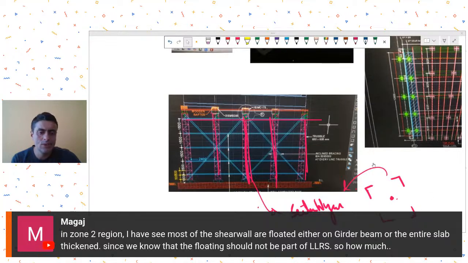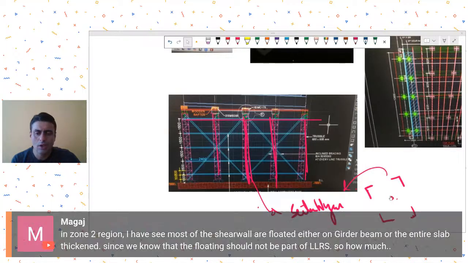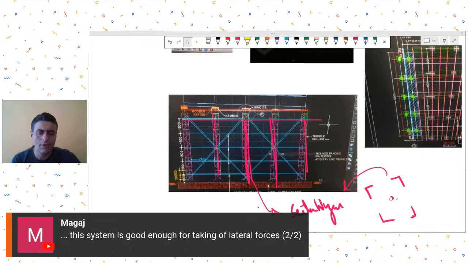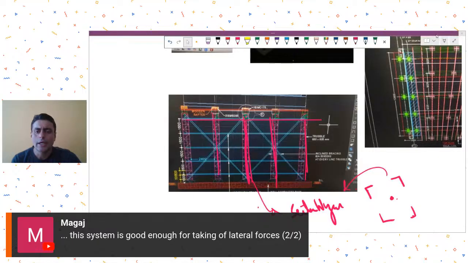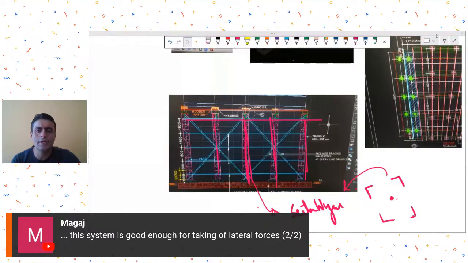Then Mr. Magaj is asking, in the zone 2 region I have seen most shear walls are floated either on a girder beam or the entire slab is thickened. Since we know that floating walls should not be part of the LLRS, how much is this system good enough for taking lateral forces? See, in such cases, if they are discontinuing shear walls, they will not discontinue the entire shear walls. Some shear walls they might discontinue at the transfer slab level, and other walls they will take right till the bottom. So at the bottom level, whatever the base shear is, has to be resisted by those shear walls which continue right till the footing level or raft level.